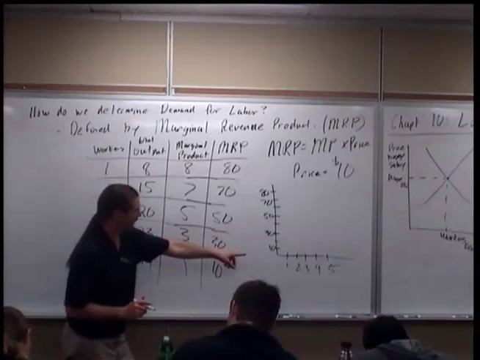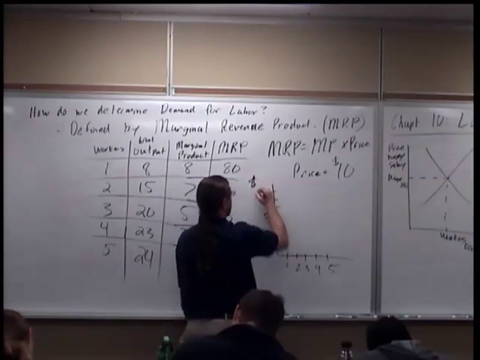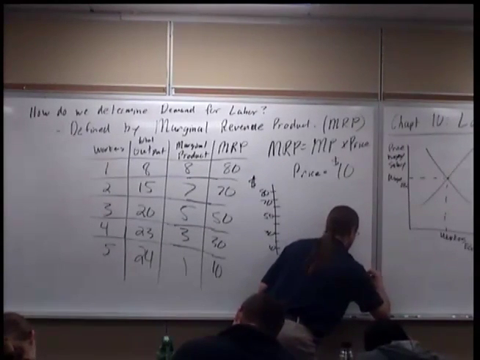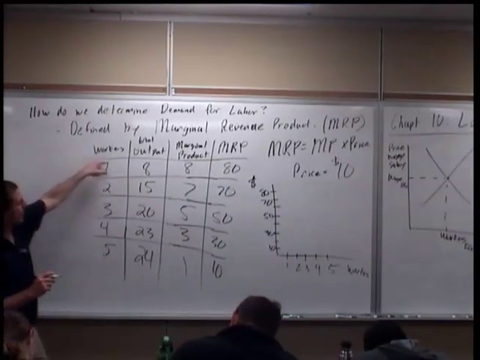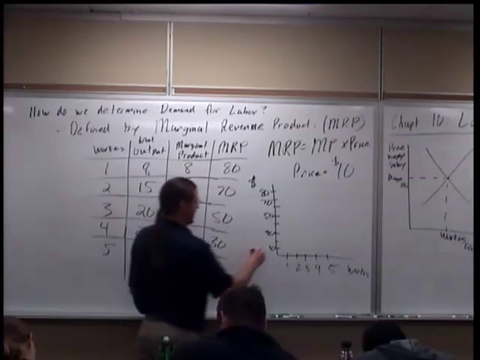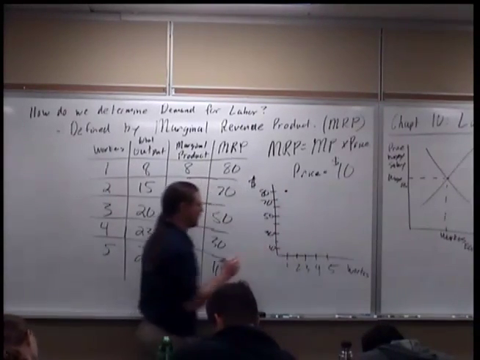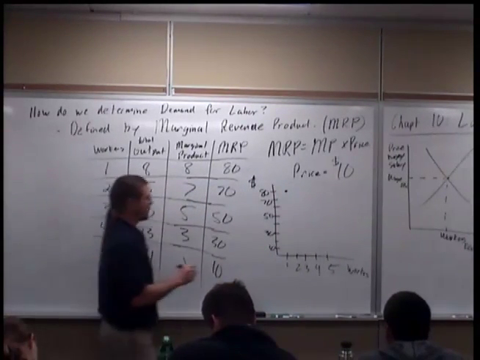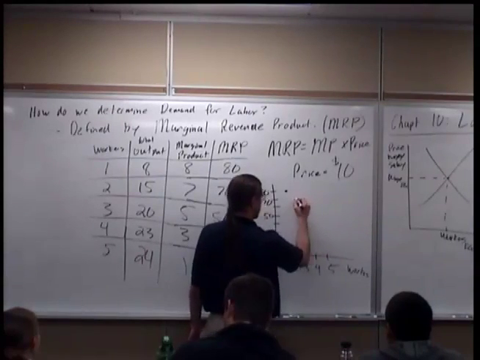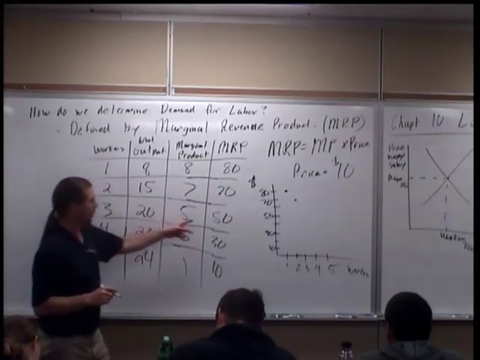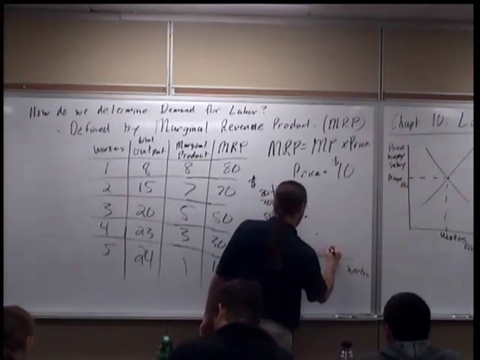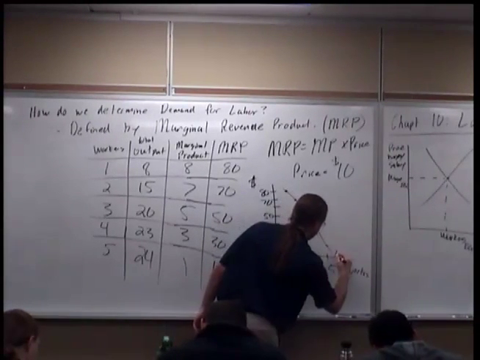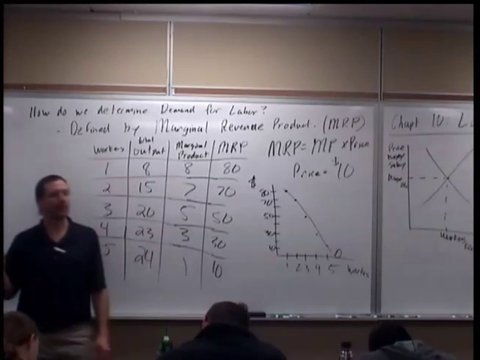If I plot the points, right? So here's money, workers. And now it's just a matter of pointing. When I have one worker, that one worker earns me $80. Here's my first point. 2 workers, $70. There's my second point. 3 workers, they get me $50. 4 workers, 30. 5 workers, 10. And here you see your demand curve, okay?